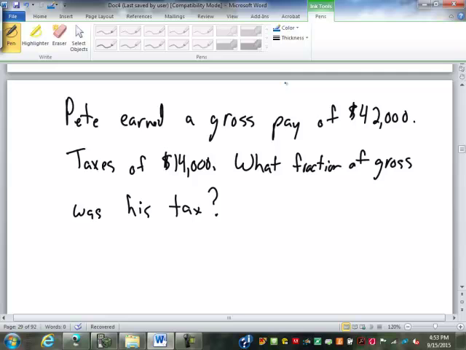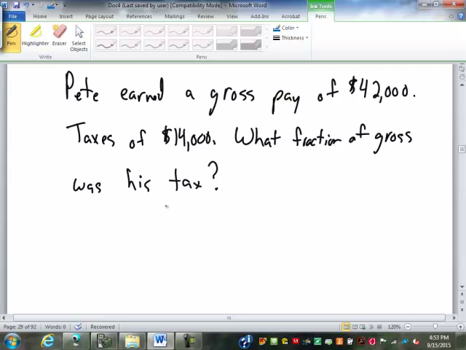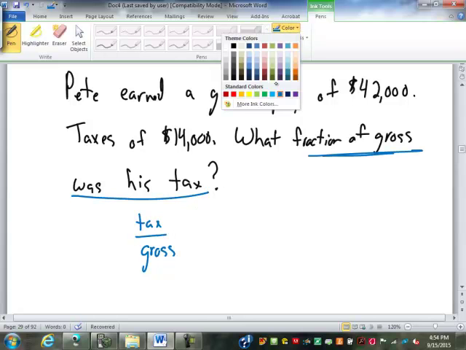Well, literally this is just creating a fraction and reducing it. So we're saying what fraction, the first thing is to figure out what goes on top and what goes on bottom of the fraction. The key that we're looking for is the words out of or of. In this case, what is this going to be out of? Out of the gross pay. So the gross is going to go on bottom. And his taxes are the other part of it. So what fraction are his taxes out of his gross pay?